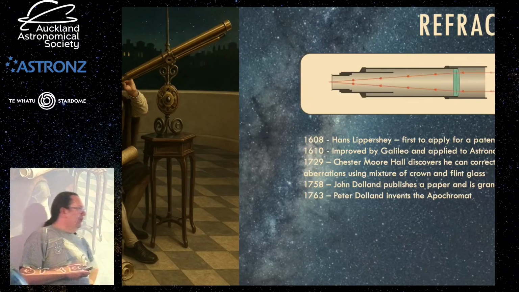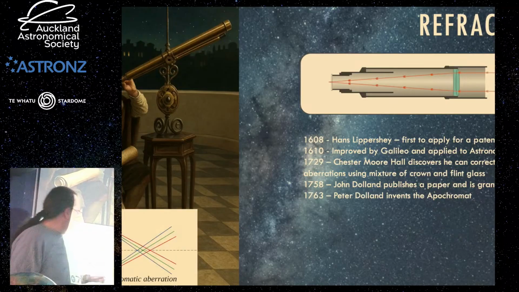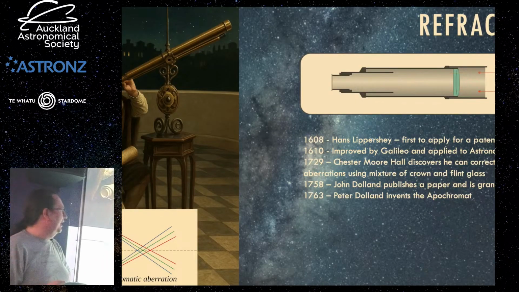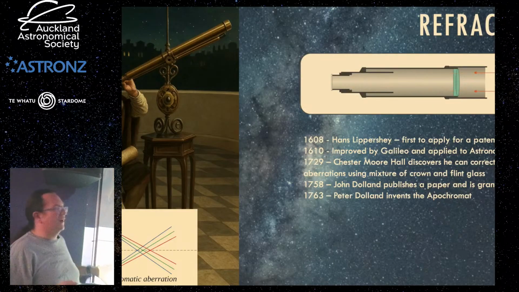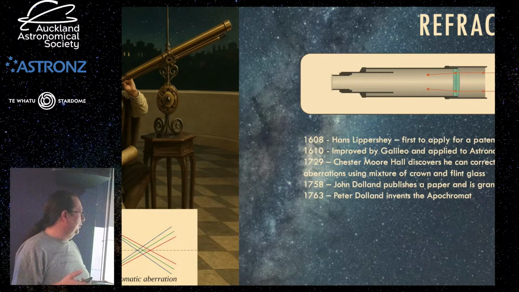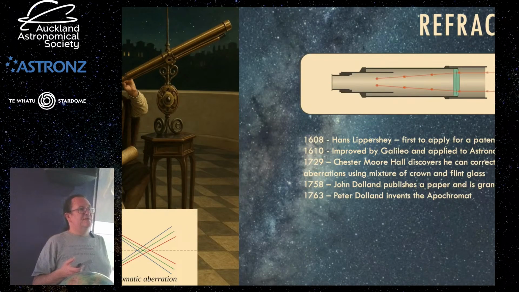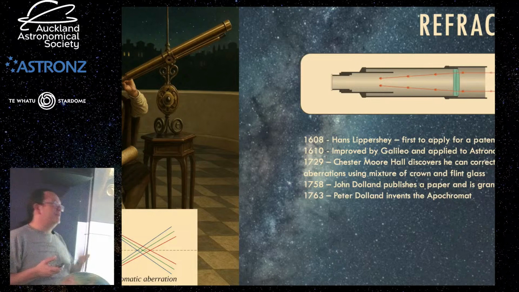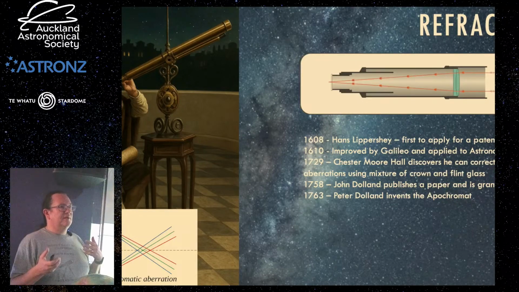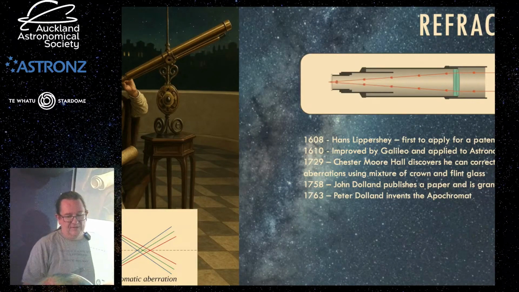The biggest problem with early refractors was chromatic aberration. So lenses, when they focus light, the different colors of light, the different wavelengths, don't all focus at the same point. So blue focuses a little bit closer to the lens, red focuses a little bit further away. What this means is looking at stars, you see color fringes. And this was a feature of all early telescopes, all early refractors.